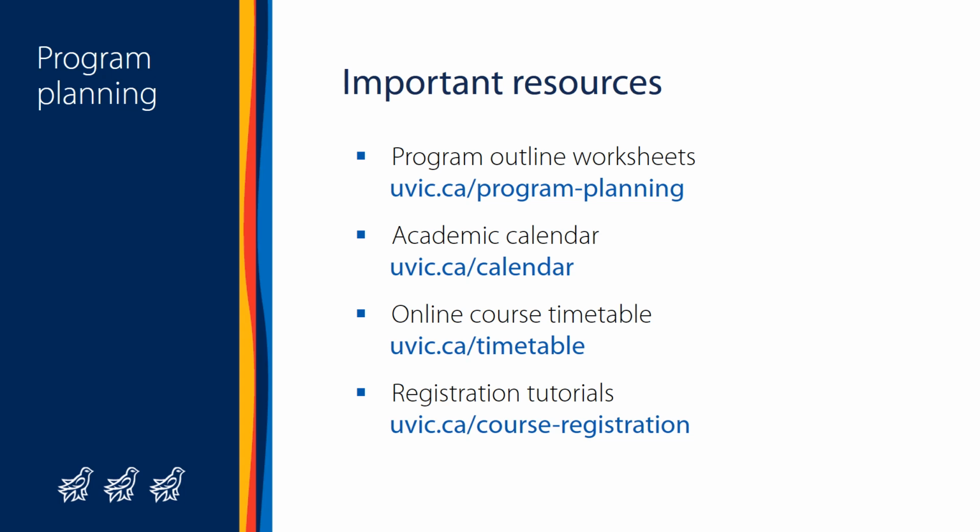The online course timetable shows you when these courses are running that you are considering registering for. So when the course timetable is available, when you look up a course description, you can then click through and see when is this course running? What are the different section opportunities of this course in this fall term, for example?